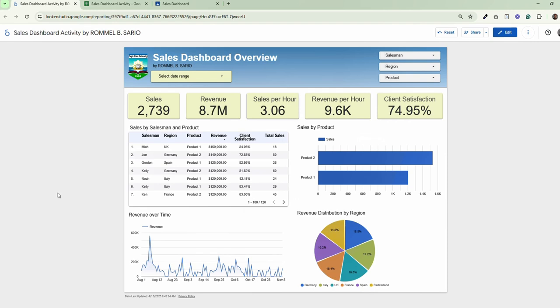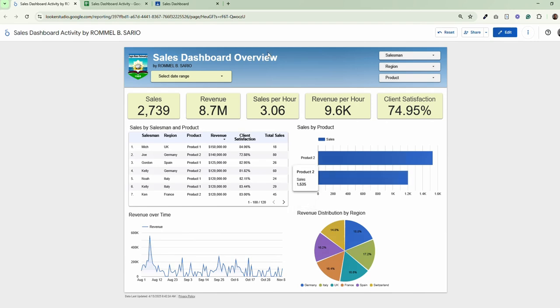So in Looker Studio, we visualize these metrics using scorecards. These are the scorecards or the KPIs for quick KPI snapshots. Then we use tables to show performance by salesman or product. We have the bar and pie charts for easy comparisons. And then we have the time series lines to spot trends over time. So this transformation turned raw data into actionable insights. The process is at the heart of business analytics.